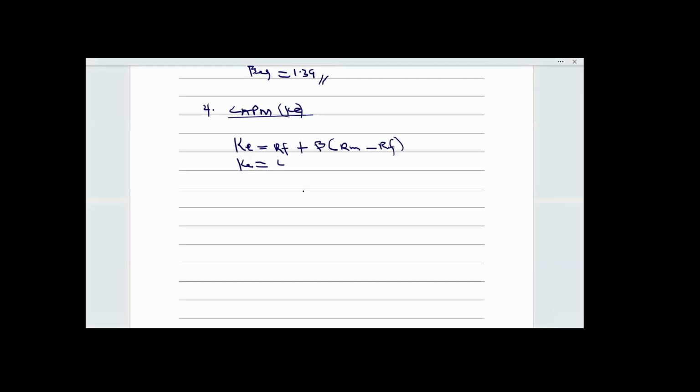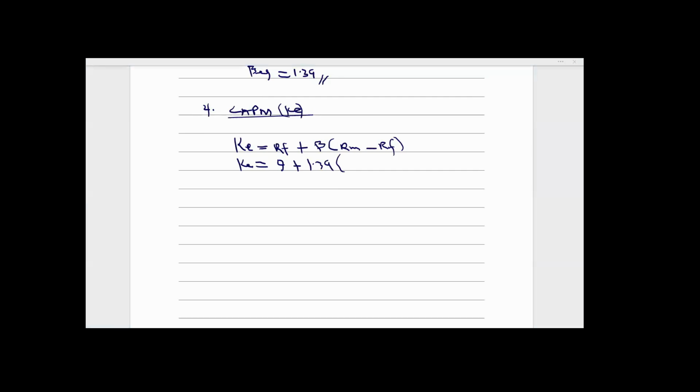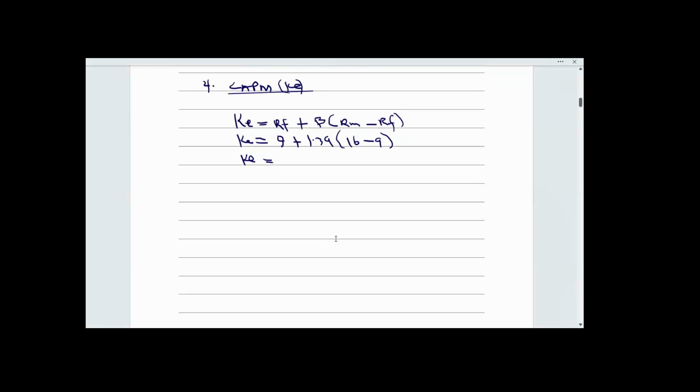So here will be 9 plus the beta of 1.39, multiplied by market return. According to the question, market return is estimated to be 16% per year. So here is 16 minus 9. The cost of equity is 18.73%.